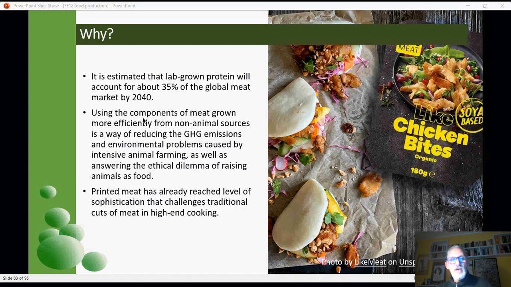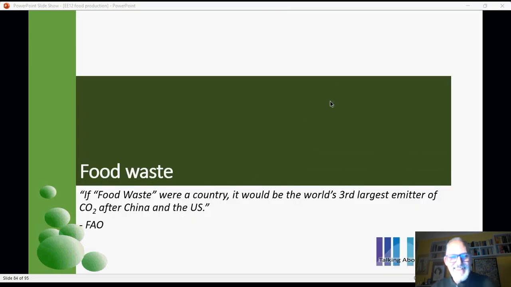Okay, so the other thing here, of course, is 3D printing. This is curious. Go on the internet, go on to YouTube, and type in 3D meat or 3D printing meat, and you will be amazed at what you will find. It's unbelievable the imagination that people are putting into this. So they print the meat and they print the fat in it too.